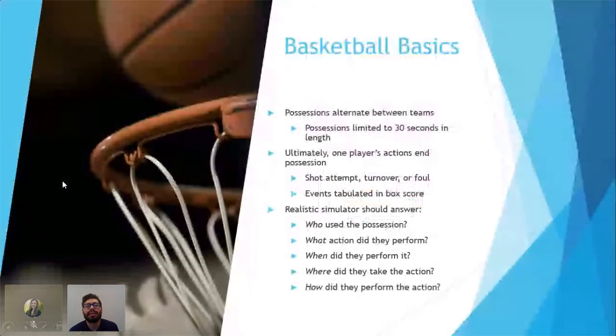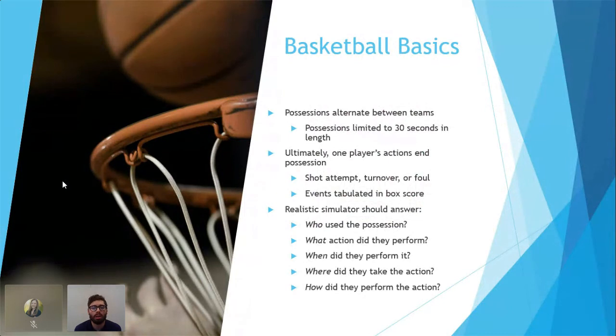When you look at the fundamentals of basketball, essentially there is a game of alternating possessions. Each possession is 30 seconds or less. And on every possession, no matter how many passes are made and what's done, ultimately one player ends the possession either by shooting, turning the ball over, or being fouled before being able to do one of those two things. So any simulator should answer who ended up using the possession, what did they do, how long did it take, and how did it end up?